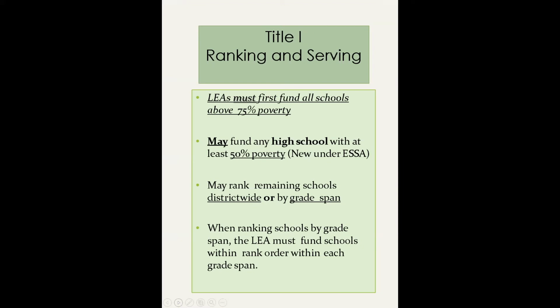Then you can push your high schools up if they have a poverty rate of 50 or more. That was new under ESSA. It allows you to bump up your high schools because high schools were often getting left out.